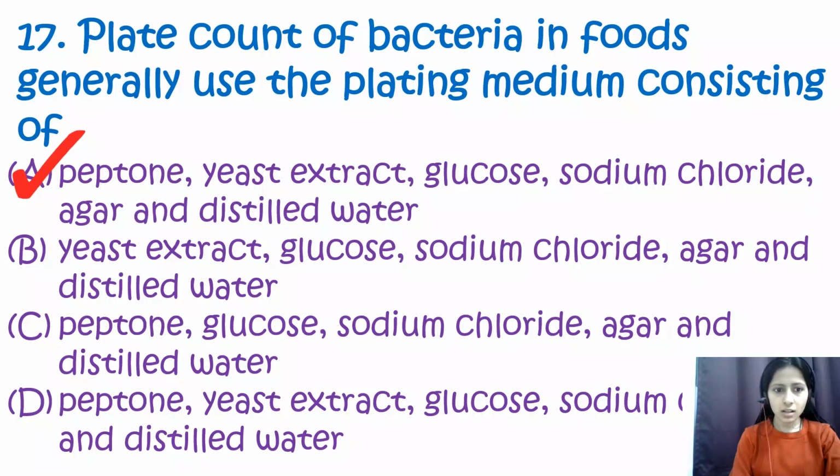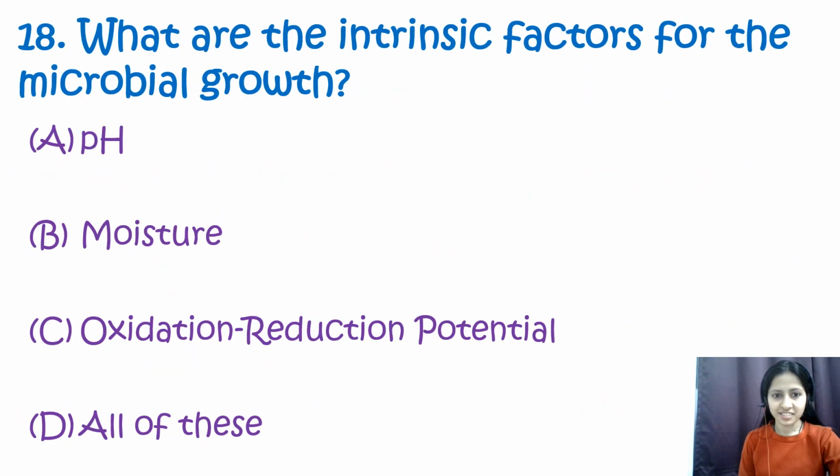So option number A. Next, question number 18. What are the intrinsic factors for the microbial growth? Option A, pH, option B, moisture, option C, oxidation reduction potential, and option D, all of these. So the correct answer is option number D, all of these.